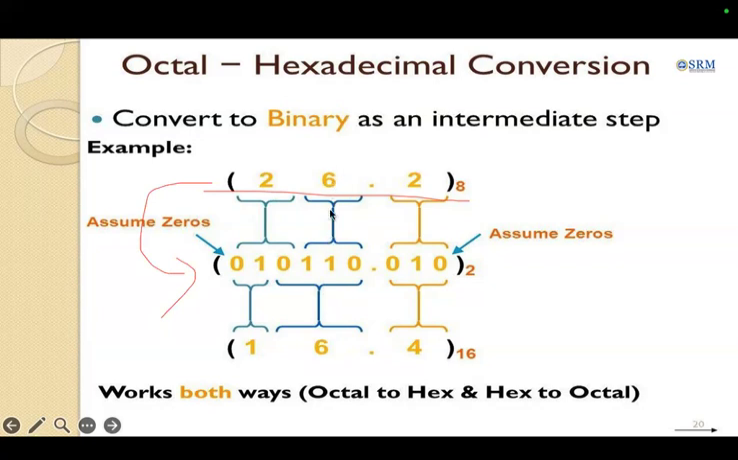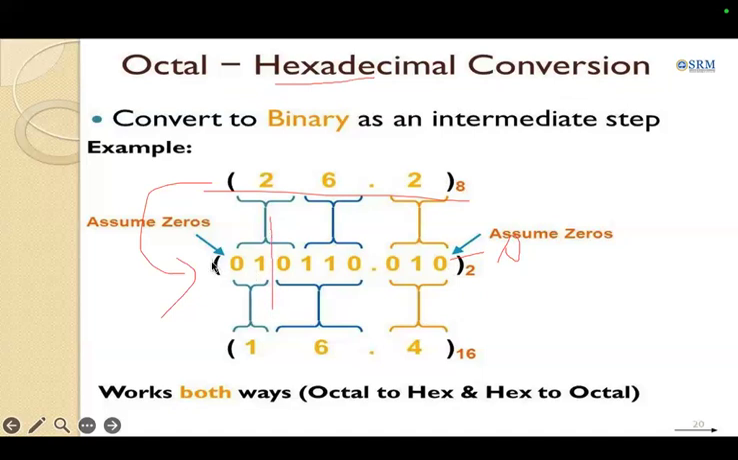With respect to 3 bits, we have to represent. So 6 can be represented by using the 4 2 1 code as 110. 2 will be represented as 010. Similarly, this 2 will be represented as 010. And now you group them into 4 bits, because at the end we want the value as hexadecimal. So for the fractional part, assume 0 at the end, and for the integer part, assume extra zeros at the left side.